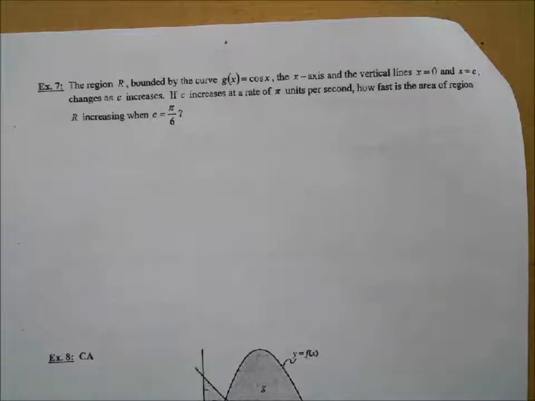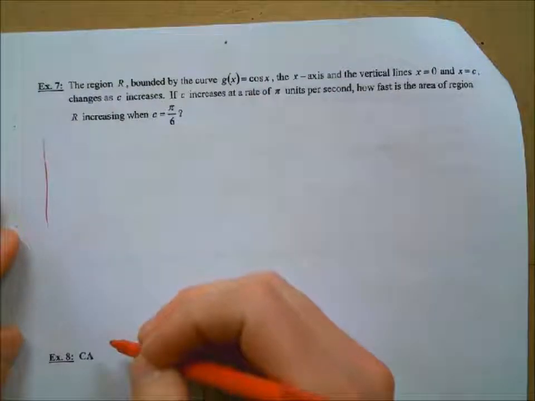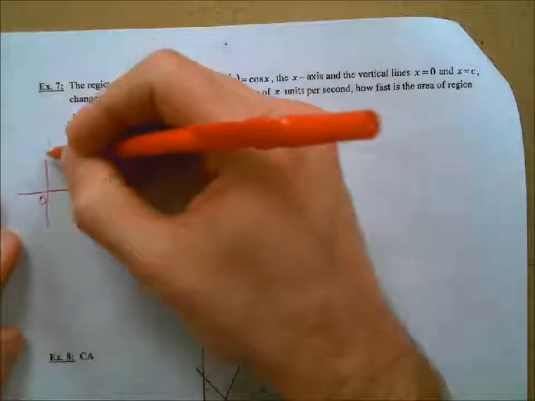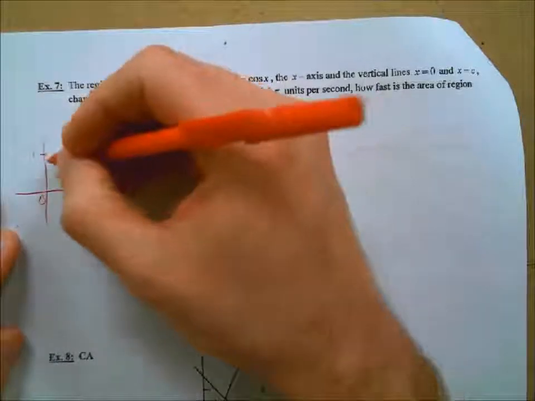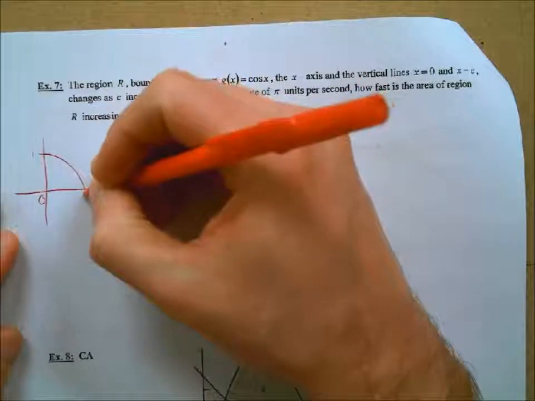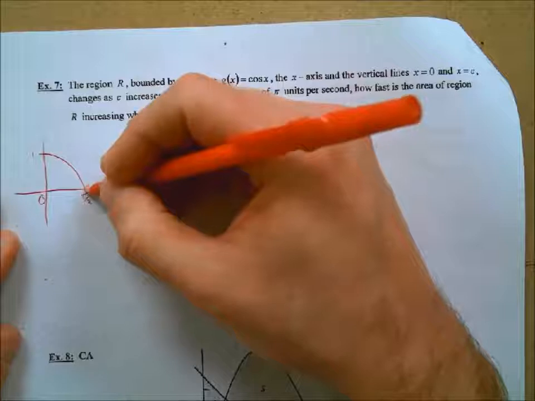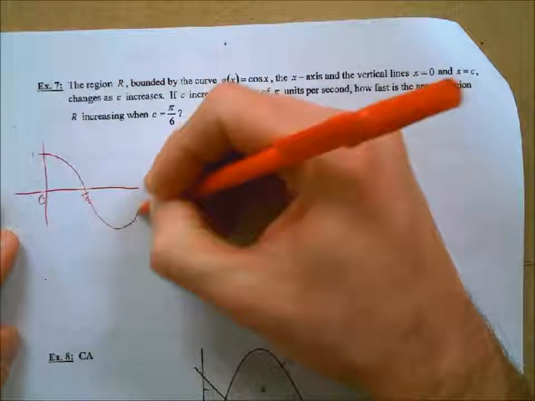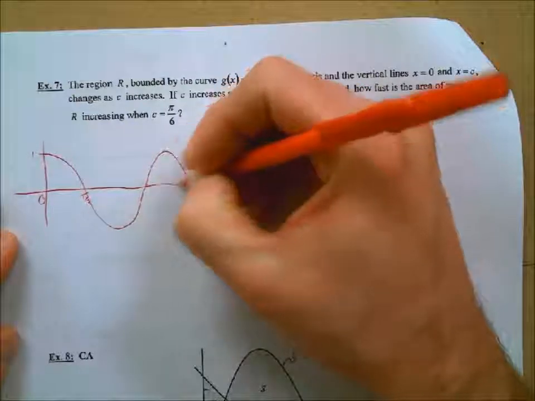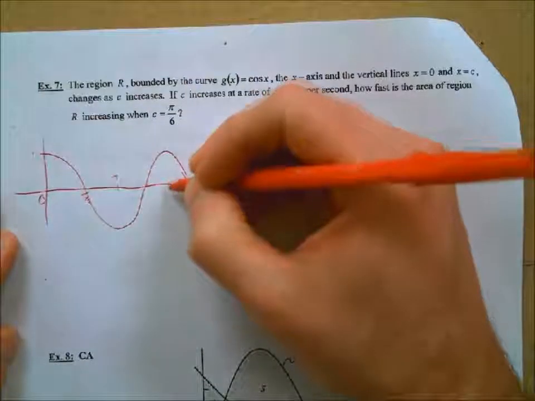Okay, so the graph of cosine here starts at 1 and then at pi over 2 it is at 0, and then we can keep going here too, I guess. Okay, so on and so forth, there's pi.